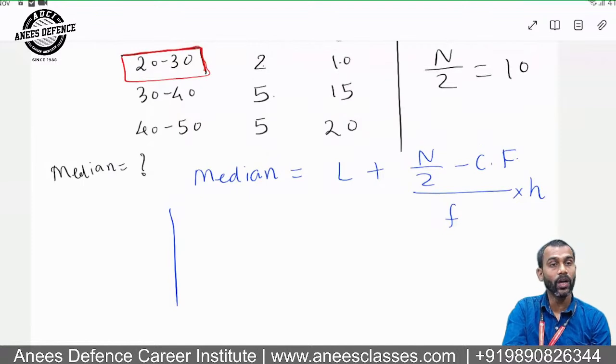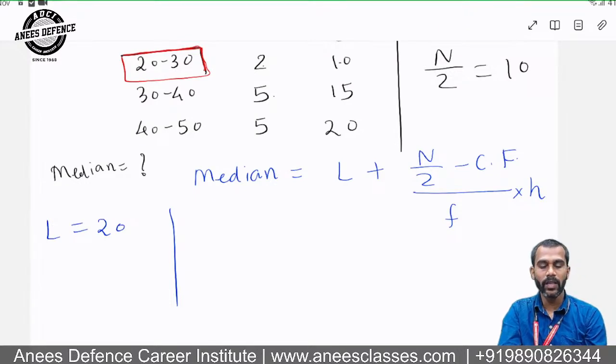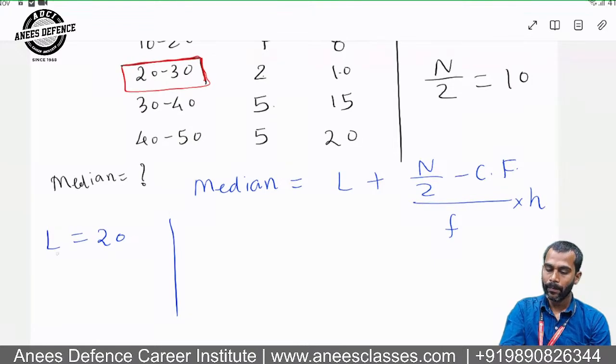L is nothing but lower limit of the median class. So L is 20. You might have already studied this in 10th standard. Now tell me, what is N? N you already know, n by 2 is 10. Yes or no? Okay. Next.